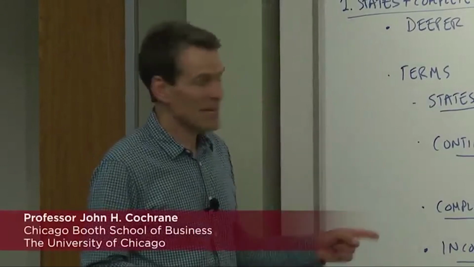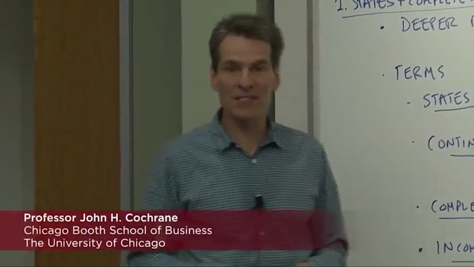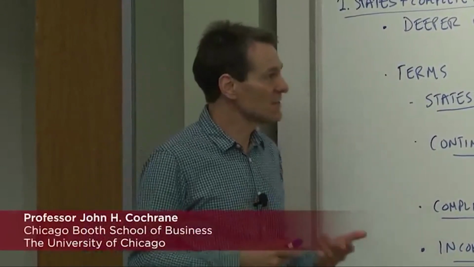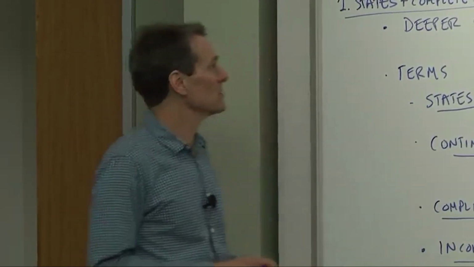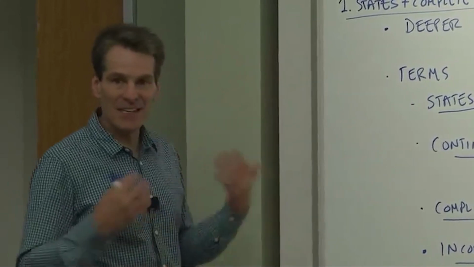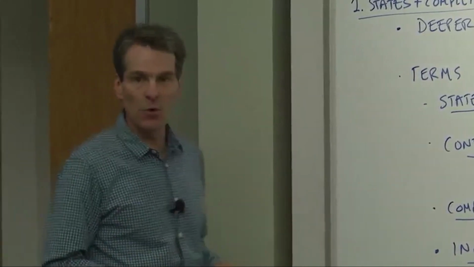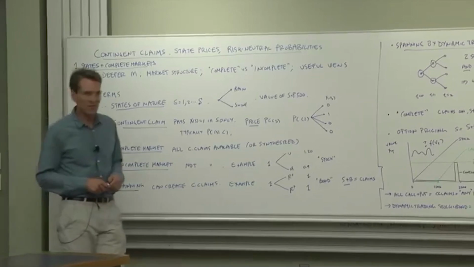Contingent claims, state prices, risk-neutral probabilities. We're going to take a little deeper look at discount factors, our basic pricing ideas, and connect them to some other ideas that are very useful. So, states and complete markets. There are a lot of different words here, and we have to learn what these words and ideas mean.